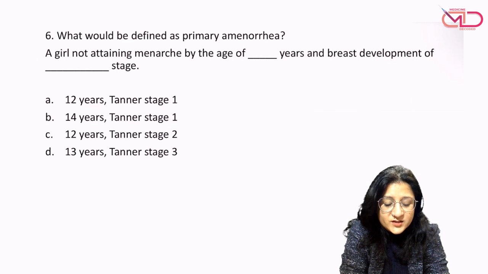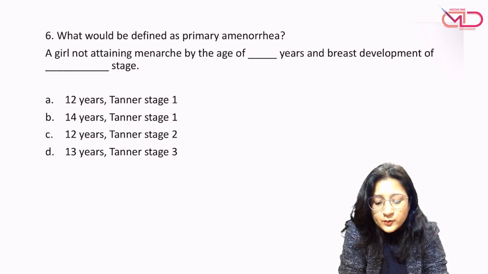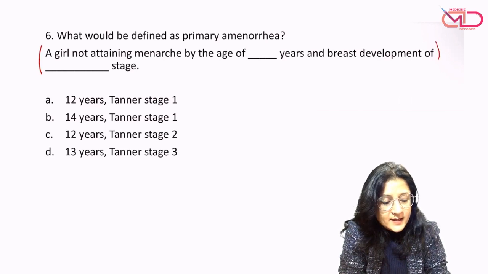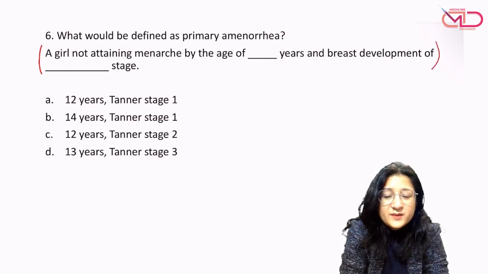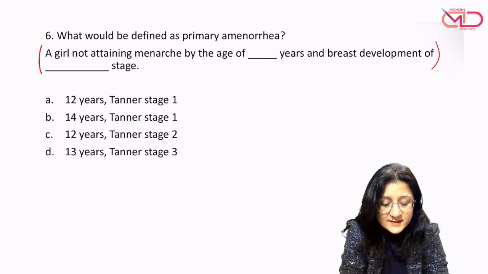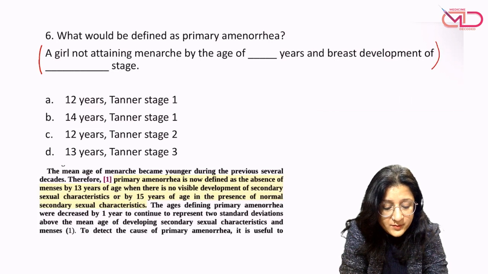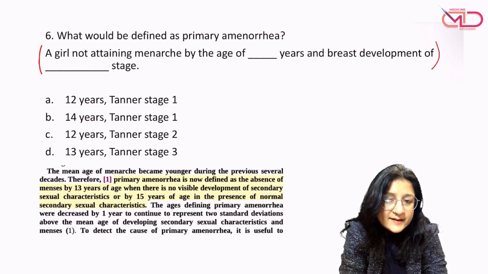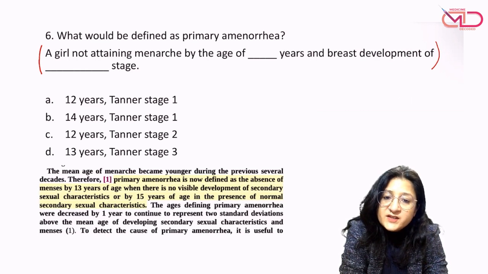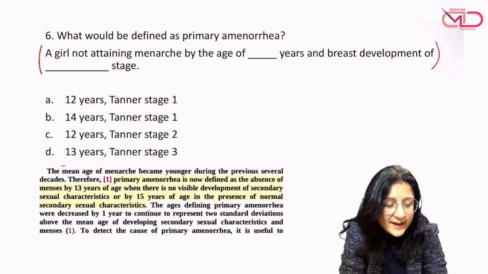Now let's have a look at the next question. They had asked what would be defined as primary amenorrhea. I'm not sure whether they had given this statement, however, I have given this statement to help us understand the question: a girl not attaining menarche by the age of dash years and breast development by dash stage. So if you recall the definition, primary amenorrhea is defined as the absence of menses by 13 years of age when there is no visible development of secondary sexual characteristics, or by 15 years of age in the presence of normal secondary sexual characteristics.